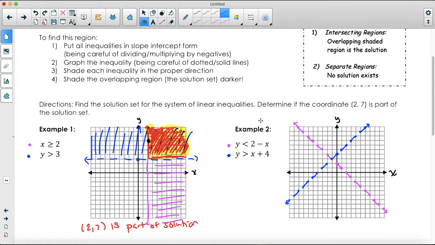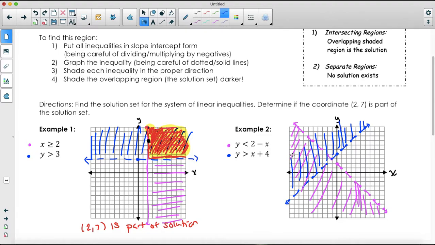Now that I have them both graphed, I can go back and shade. So for the pink line, for y is less than, I'm going to go onto my pink. I'm going to shade down because it says less than. That tells me that this is the section I'm going to shade in pink. Then I'll go to my blue line, and it says greater than. So I'm going to go on my blue, I'm going to shade up. So all the way along my blue, I'll shade up.